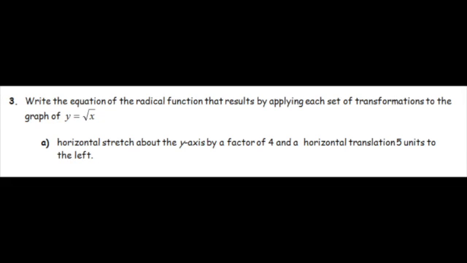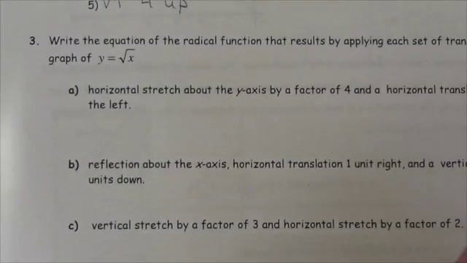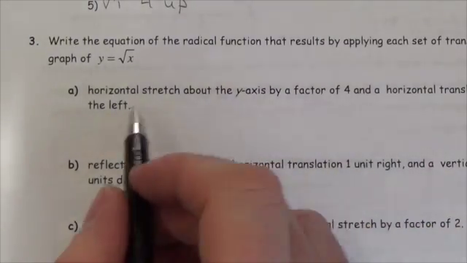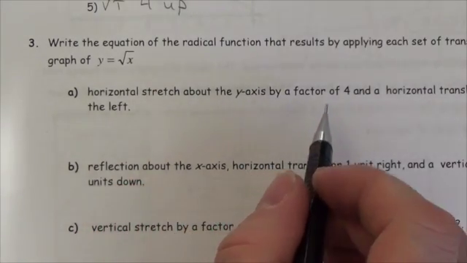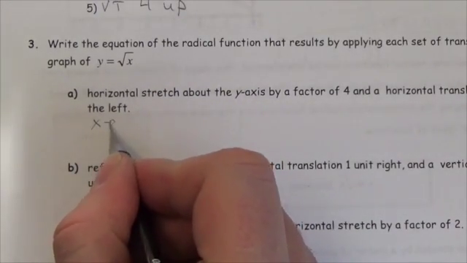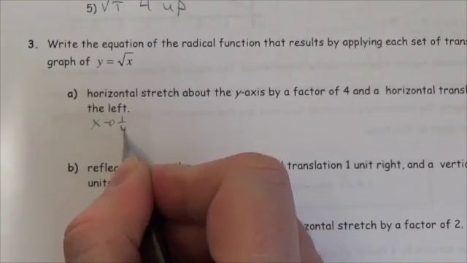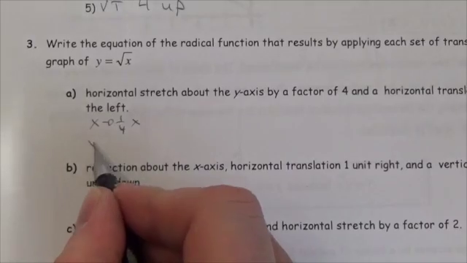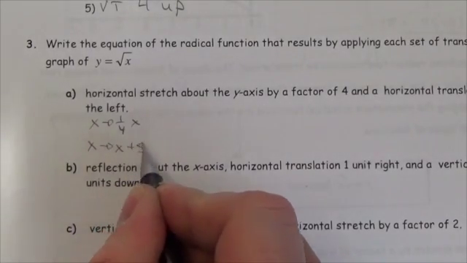Write the equation of the radical function that results by applying the following set of transformations to y equals the square root of x. A horizontal stretch about the y-axis by a factor of 4, and a horizontal translation 5 units to the left. All right, just like we did with other functions here, the best way to do this is probably to identify the replacements here. So a horizontal stretch about the y-axis by a factor of 4 means I'm going to replace x with 1/4 x. Okay, and then a horizontal translation 5 units to the left means replacing x with x plus 5.